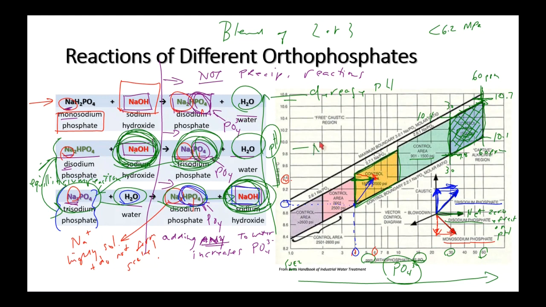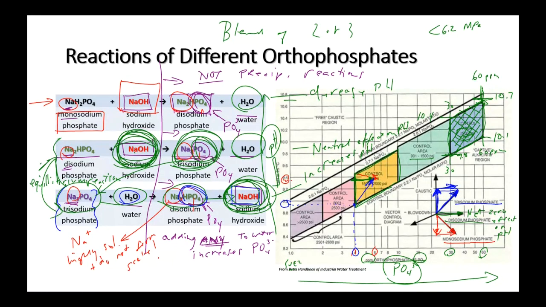Disodium has a neutral effect on pH. And sodium hydroxide, or pardon me, trisodium increases pH. So we think about pH in a boiler and go, oh, I do a pH test and my pH is low. What am I going to do to raise the pH of my boiler? A lot of people say, oh, I'm going to add sodium hydroxide. But it might not be necessary.